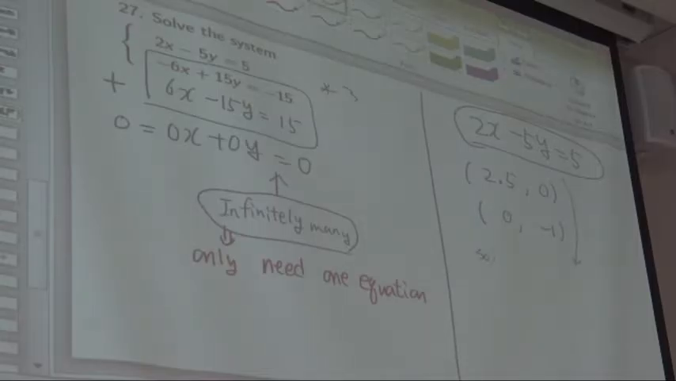So solve for y. If we solve for y, we get negative 5y equals 5 minus 2x. So divided by 5, we get y equals negative 1 plus 2/5 x. That means if we get an x value, we can get the y value, which is negative 1 plus 2/5 x. So this is actually a set of solutions.